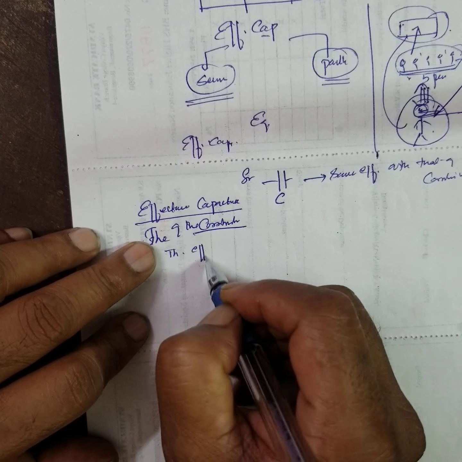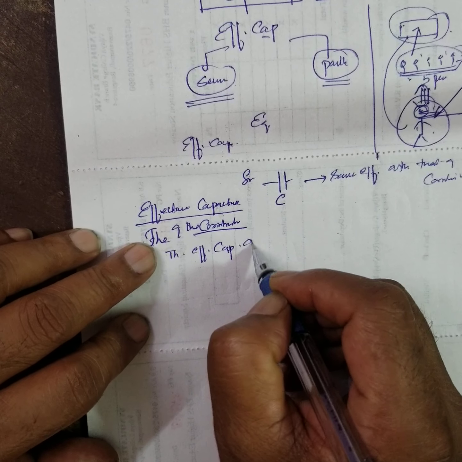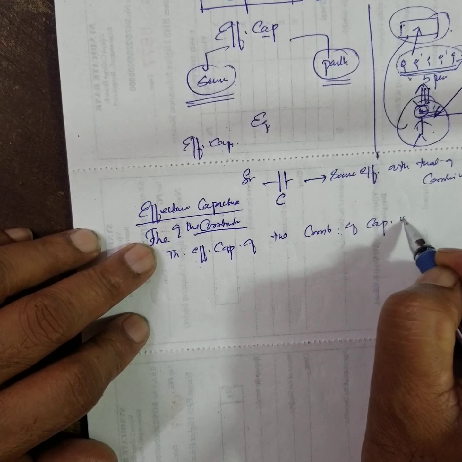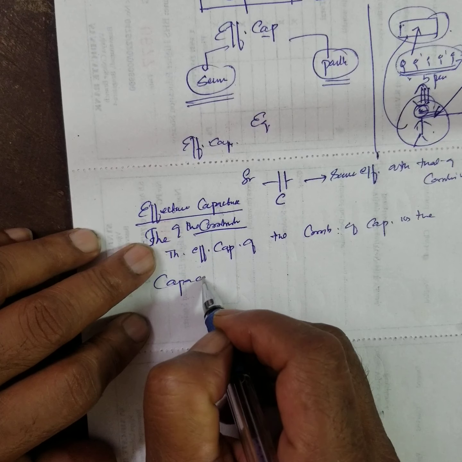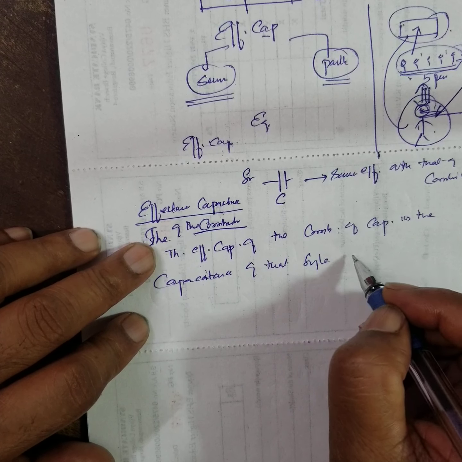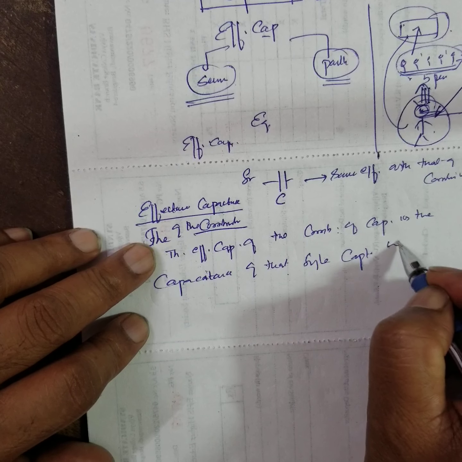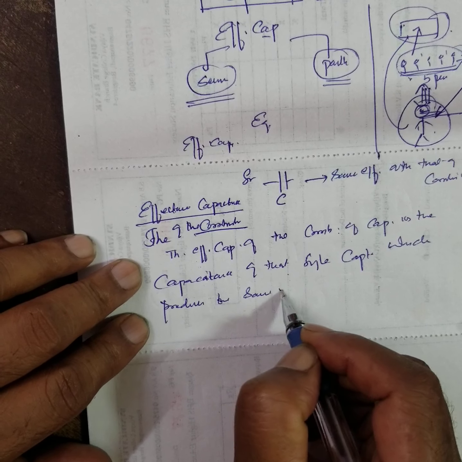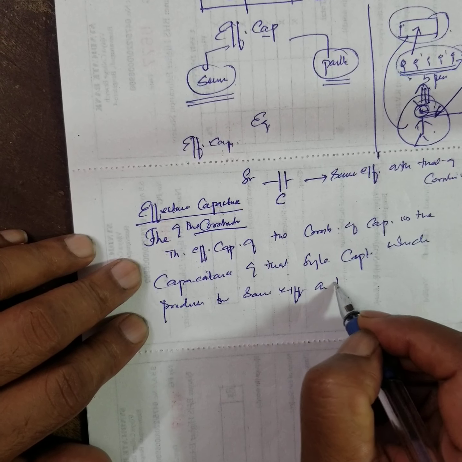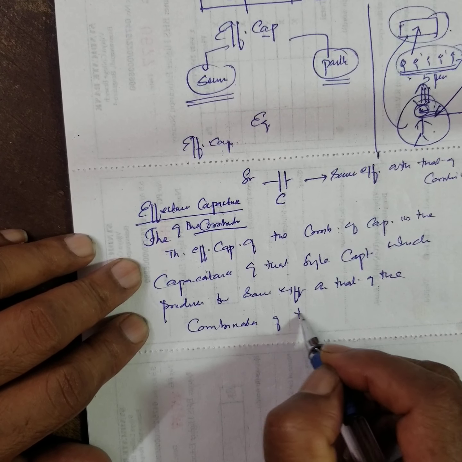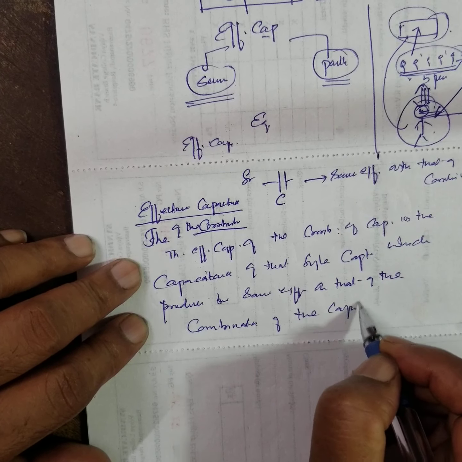The effective capacitance of the combination of capacitors is the capacitance of that single capacitor which produces the same effect as that of the combination of the capacitors. They'll ask you what is effective capacitance for 1 mark.